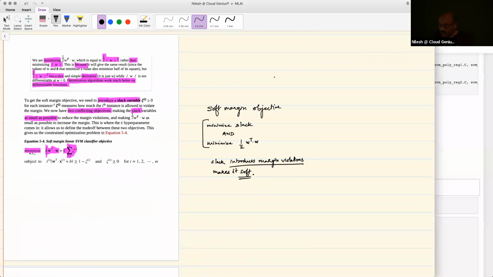So the idea that I just described above is basically the idea of the soft margin objective, which is to minimize the slack and minimize the expression W transpose W. It's actually a double thing. You have to do two things together when you're doing a soft margin objective.